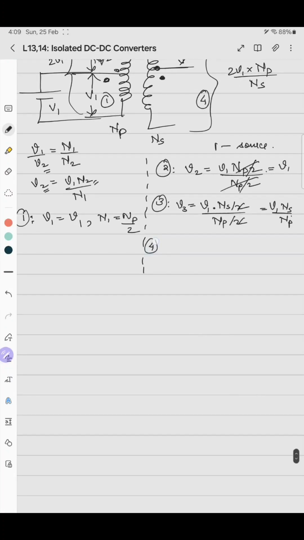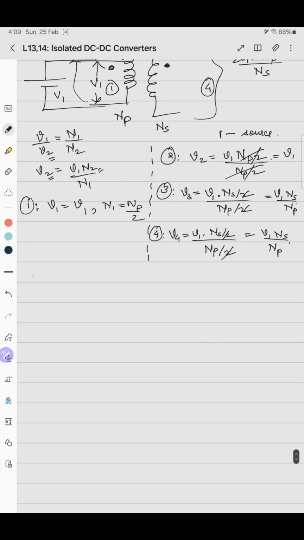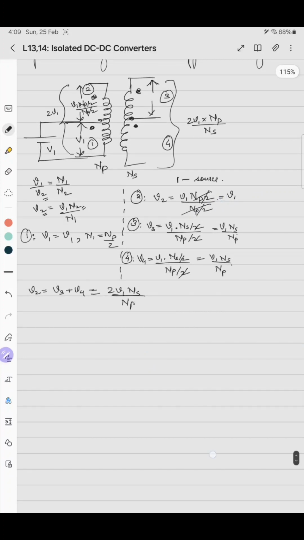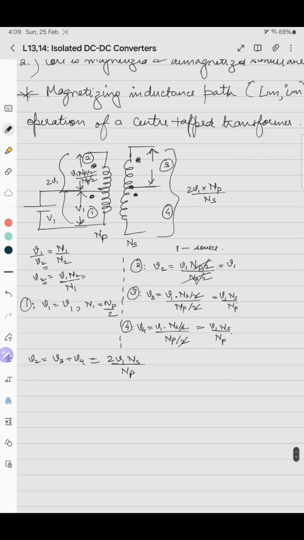Similarly, the voltage induced across the fourth winding, V4, is what? V1 into Ns by 2 divided by Np by 2. The 2 will get cancelled. It will be V1 Ns by Np. And the overall secondary voltage will be V3 plus V4, that is 2V1 into Ns by Np. So here we have verified both the laws.